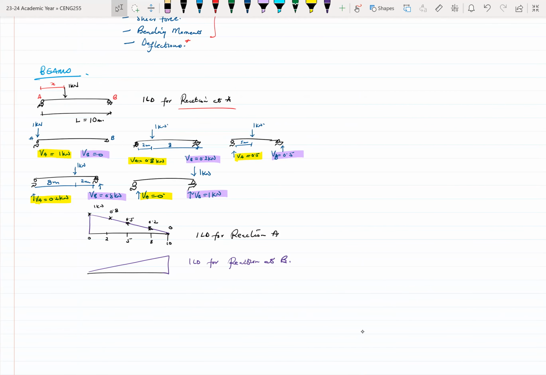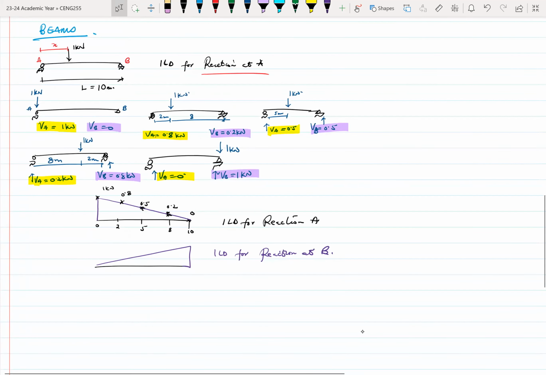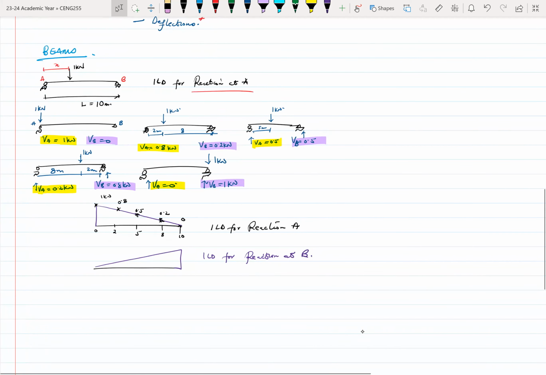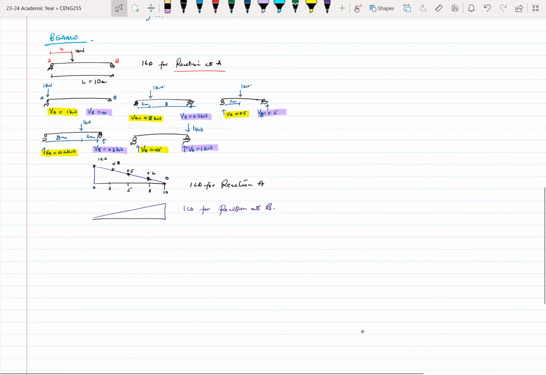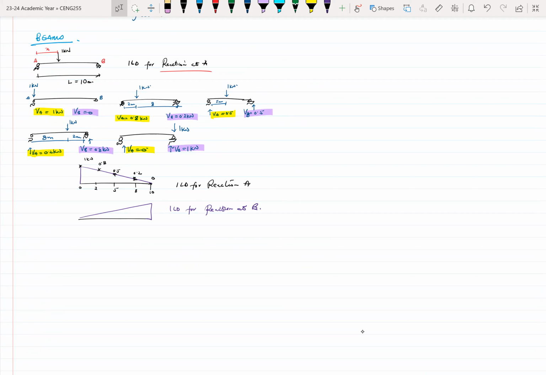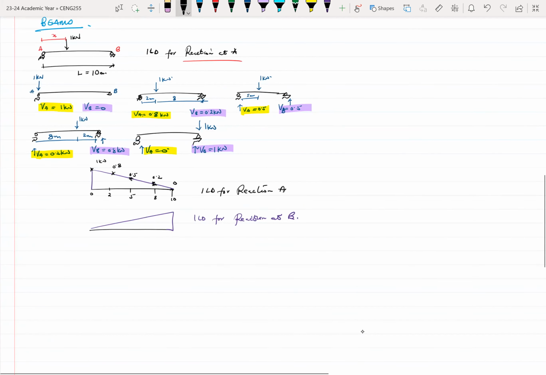All right, so we can do this for reactions. We can also do this for shear forces. We can also do this for bending moment diagrams. So you can rewrite this whole thing using variables. Variables make things easier because then you can apply the same equations, as long as it is the same structure, throughout.